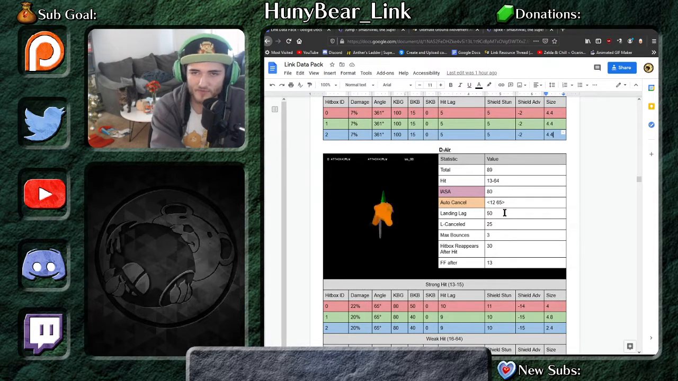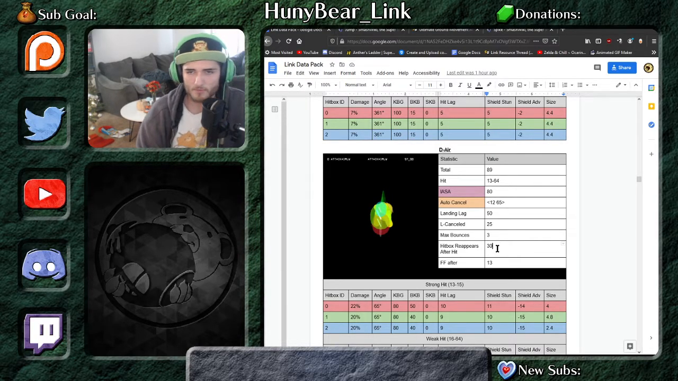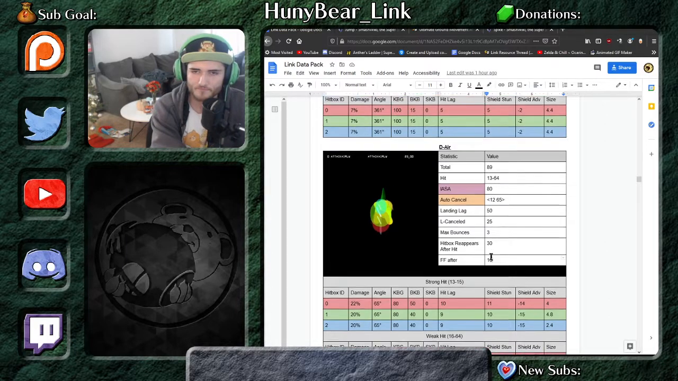It has 50 frames of landing lag and L-cancel 25, which is abysmal. Luckily, it's a kill move, so it's not like it's going to affect you that much. Max bounces, you can get as high as 3 bounces because you can poke off of people using this move. After a bounce, the hitbox reappears after 30 frames. And after bouncing, you can fast fall as early as frame 13, so that means you can put it on frame 10 and buffer the fast fall. So a 3 frame window there.